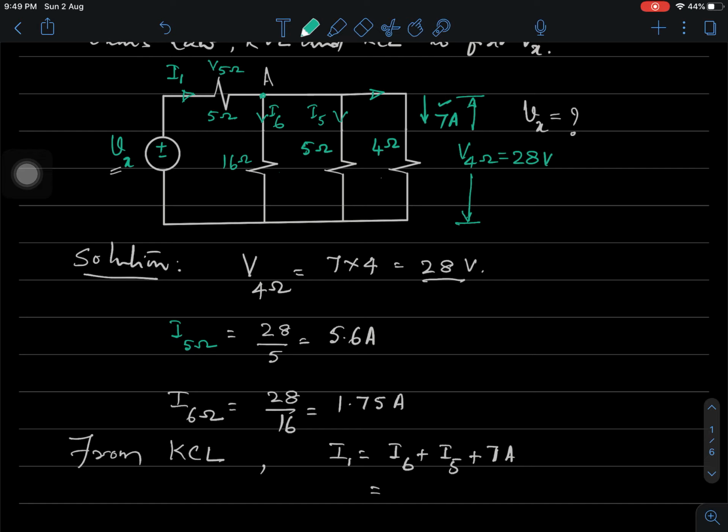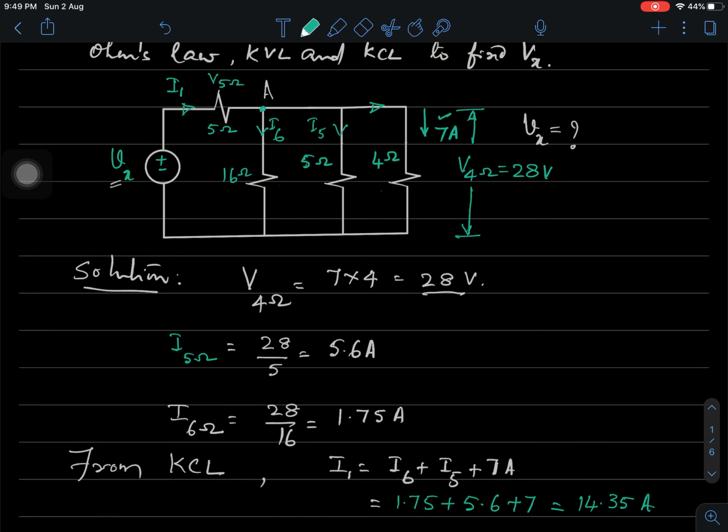Okay. Now this is equal to I6, which we have found out to be 1.75, and I5 is 5.6, and this is 7. How much is this current equal to? We need to compute 1.75 plus 5.6 plus 7. This current comes out to be 14.35 ampere. Alright. So having found I1, we can find out the drop across this.